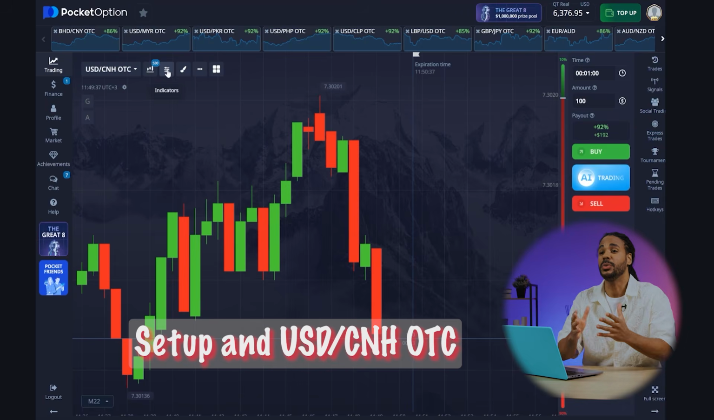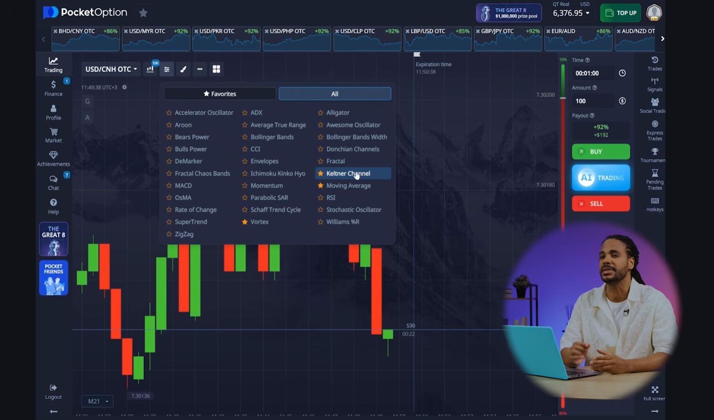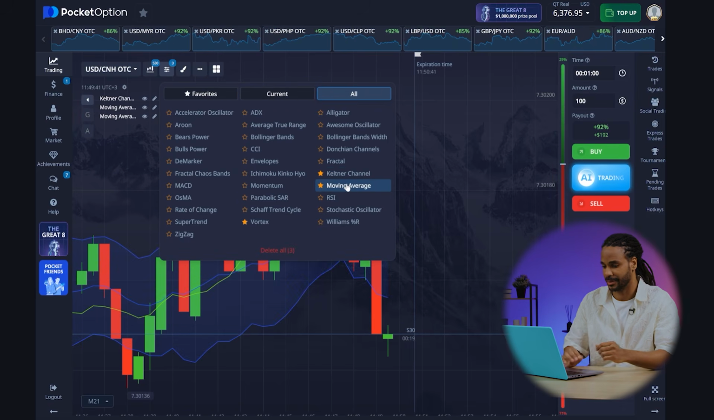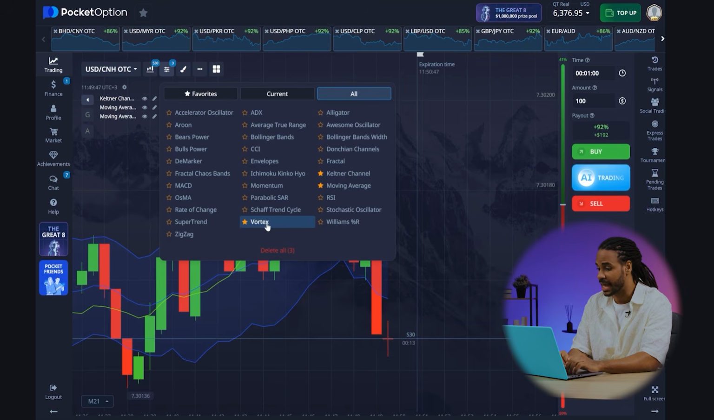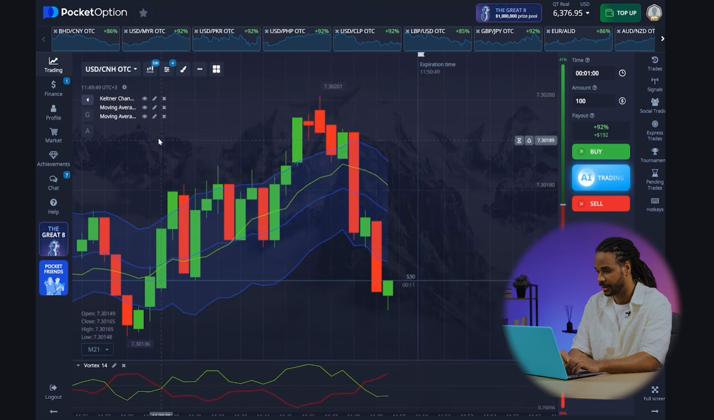Now, let's break down the strategy. Today we'll break down a trading strategy that uses the Keltner Channel indicator. We will also be using the SMA in our strategy. We add two moving average indicators and the Vortex indicator.